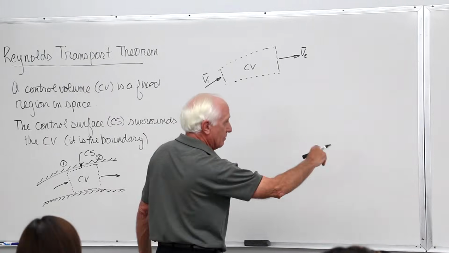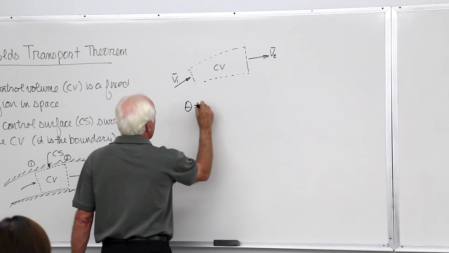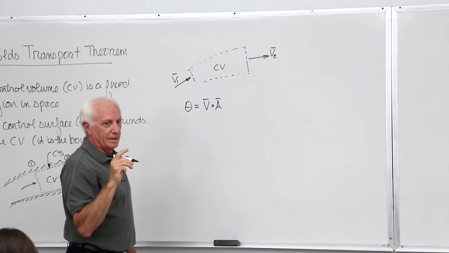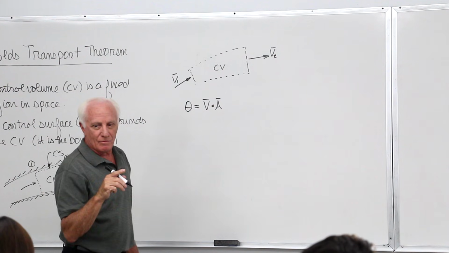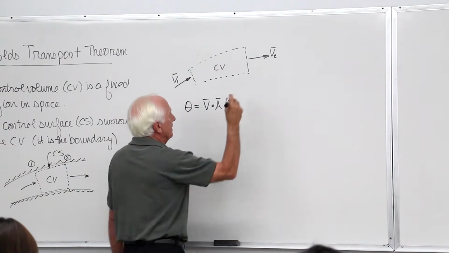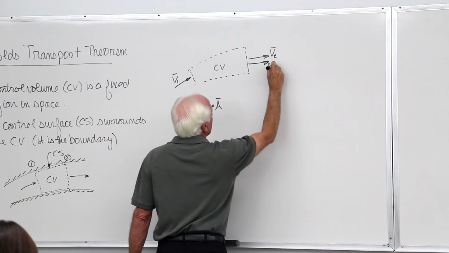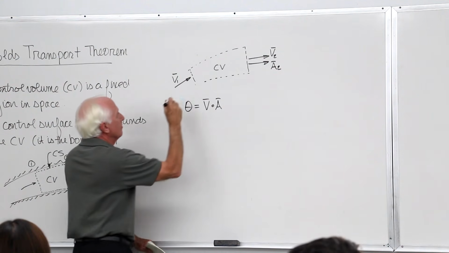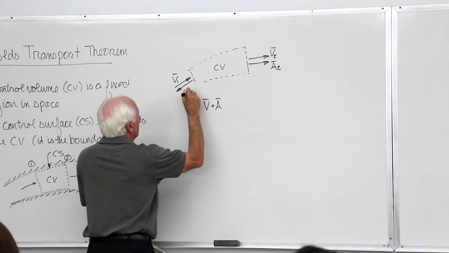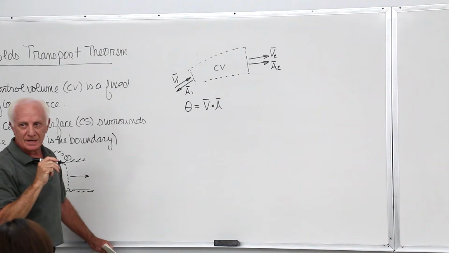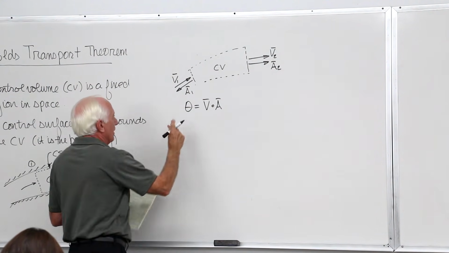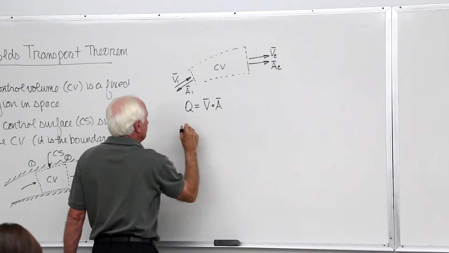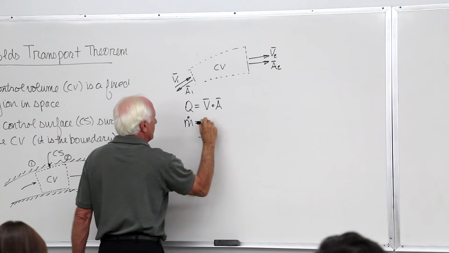So if we want to find Q over here, it's equal to V dot A. Don't forget, the area vector always points outward from the control volume. At 2, the area vector points outward from the control volume. At 1, the area vector points outward from the control volume. Okay, that's how you set it up. Now, that's not theta, pardon me, that's Q. If you want m dot, m dot equals rho times Q.